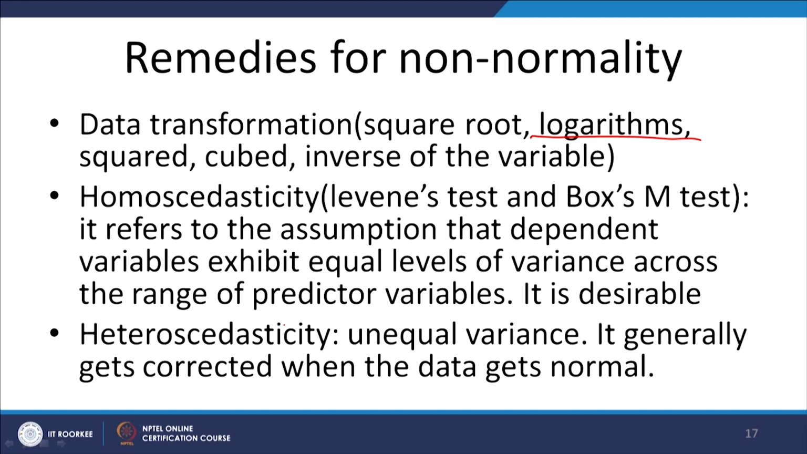It refers to the assumption that dependent variables exhibit equal levels of variance across the range of predictor variables, and this is desirable. Whenever the distribution of values of the variable is equal, when the data is scattered equally, and the variance is more or less equally distributed, then it is a desirable case, which is called homoscedasticity, right. It is a tongue twister, please pardon me. And how do you check the homoscedasticity? Through a test called Levene's test, right.